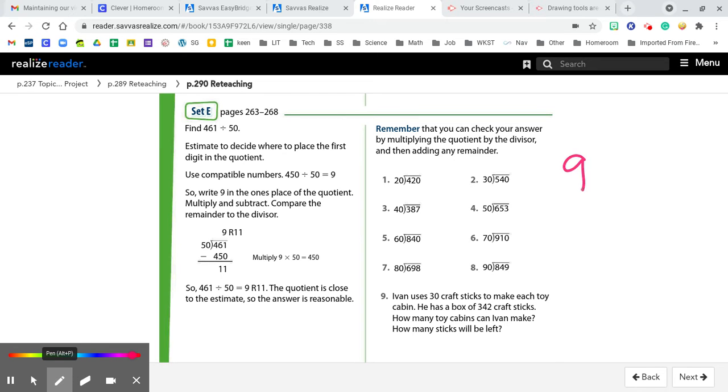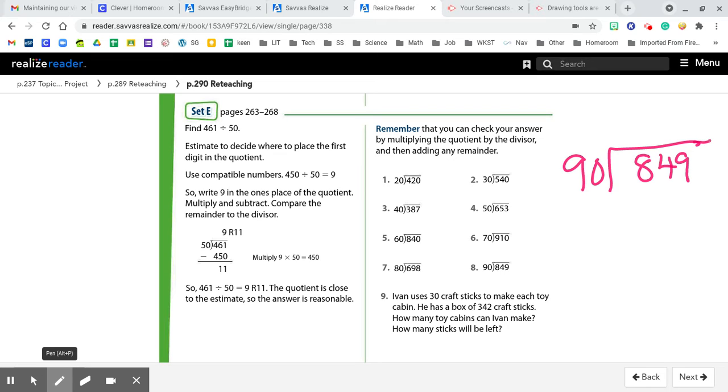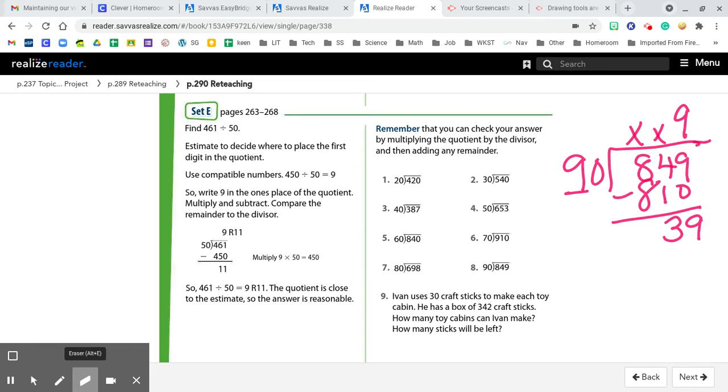And number 8, 90 into 849. Again, I'm going to have a single digit answer here because 90 can't go into 84. So using my 9 times tables, I'm going to get as close as I can to 84, but stay under 84. So 9 times 9 is 81. So that one's 9 with a remainder of 39.